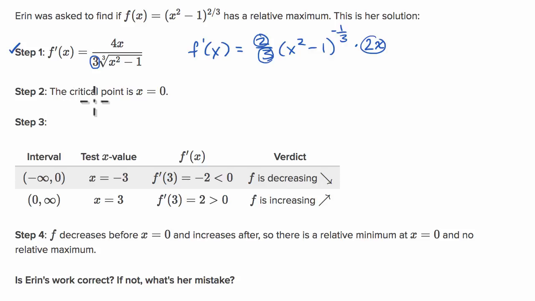Step 2, the critical point is x equals 0. So let's see. A critical point is where our first derivative is either equal to 0 or it is undefined. And so it does indeed seem that f prime of 0 is going to be 4 times 0. It's going to be 0 over 3 times the cube root of 0 minus 1, or negative 1. And so this is 3 times negative 1, or 0 over negative 3. So this is indeed equal to 0. So this is true. A critical point is at x equals 0.